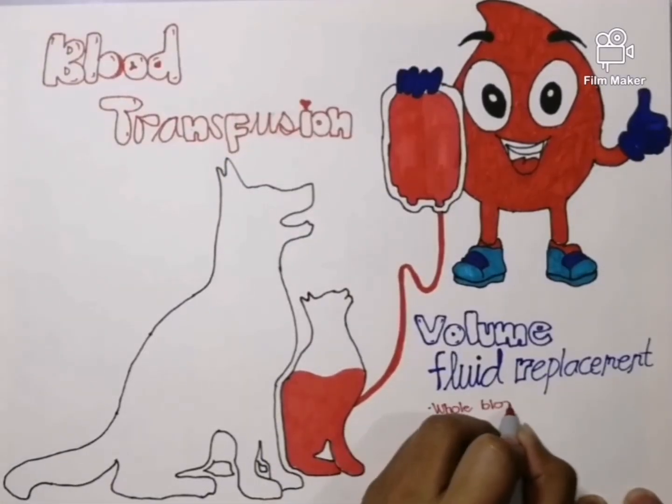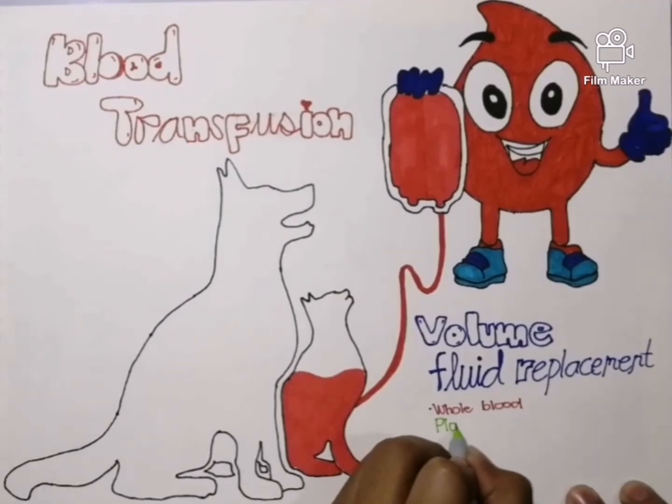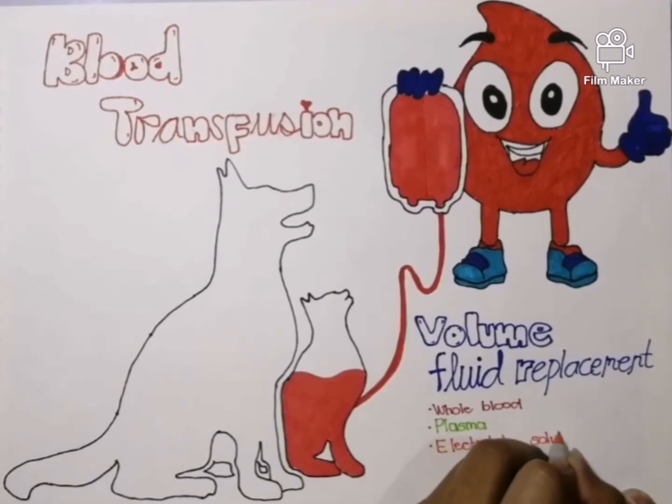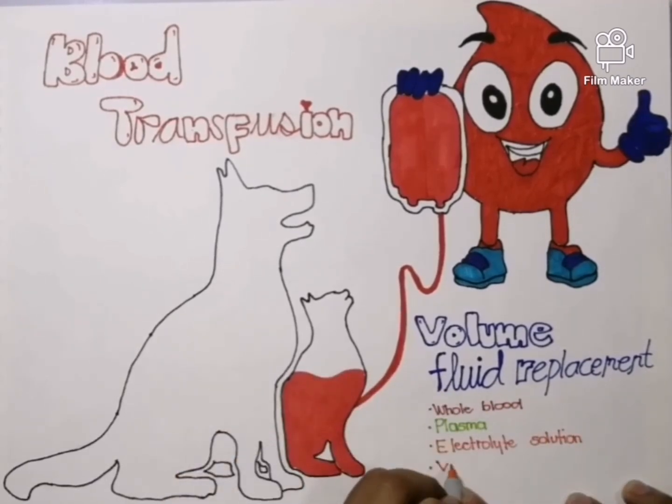For anemia and hypovolemic shock, blood transfusion and volume fluid replacement, either whole blood, plasma, or electrolyte solution.